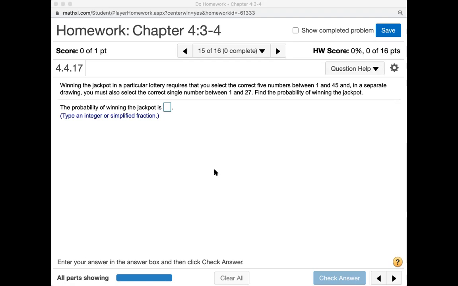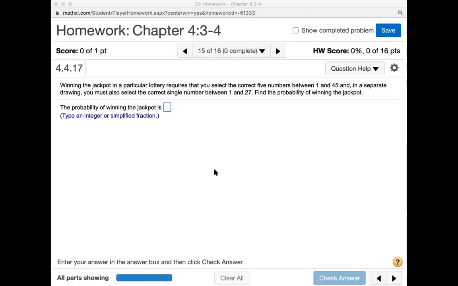So 45C6, that's the total number for the first part. In a separate drawing, we select the single number between 1 and 27. That's 27C1, right? But 27C1 is nothing but just 27. How many ways are there to select one single number between 1 and 27? Just 27.